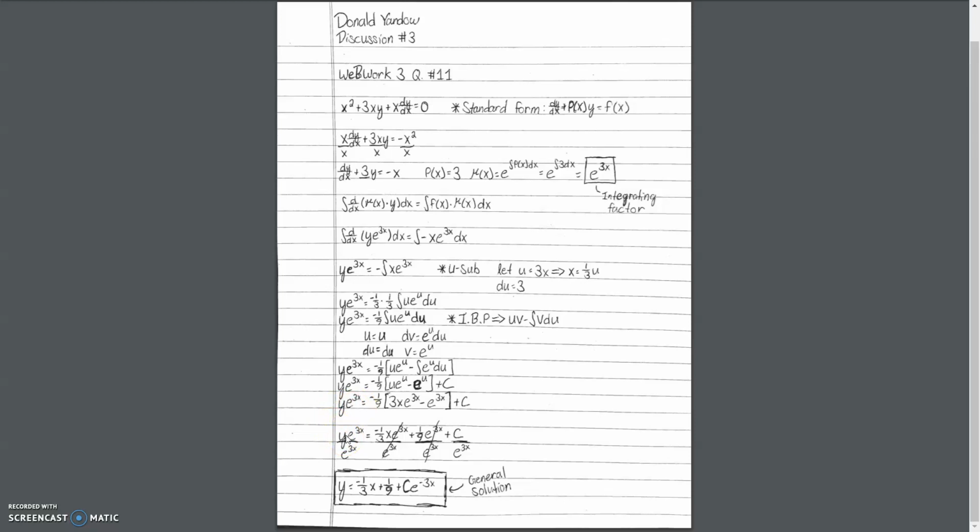So after distributing out the negative 1/9, we have y times e to the 3x equals negative 1/3 x e to the 3x plus 1/9 e to the 3x plus c. After dividing out by e to the 3x, we are left with our general solution of y equals negative 1/3 x plus 1/9 plus c e to the negative 3x. And that is our general solution.